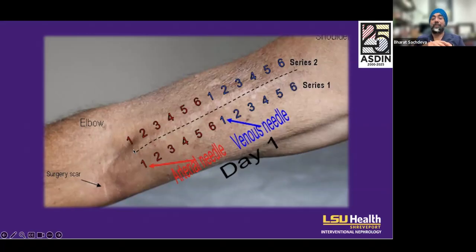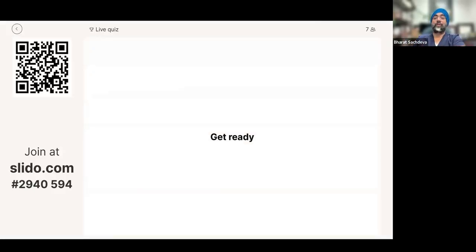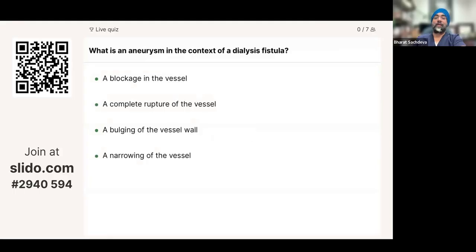Now, the challenge here is the patients sometimes do not allow you to do that because they want the comfort of going into the same area, because the scar tissue that forms is less painful than the healthy skin. But sticking in the same area is one of the big reasons why we develop some of these problems. All right. So once you keep sticking in the same area, that's when you have a high risk of aneurysm, or if you have a block in the outflow, you have a risk of aneurysm.